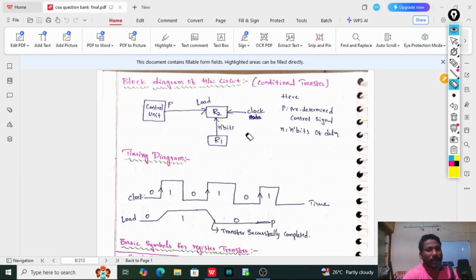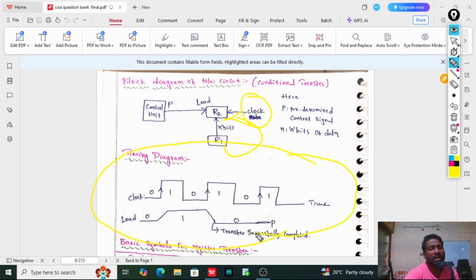If the condition is true, P equals 1, then I have to transfer n bits from R1 to R2 at a particular time T1, which I call the clock time. Here I have shown the timing diagram of that particular action. In future, in the second unit, I am going to explain this timing diagram in detail.